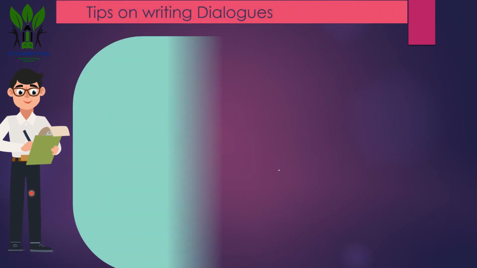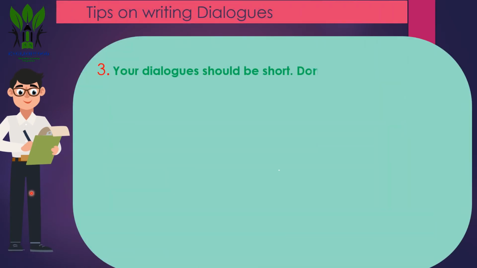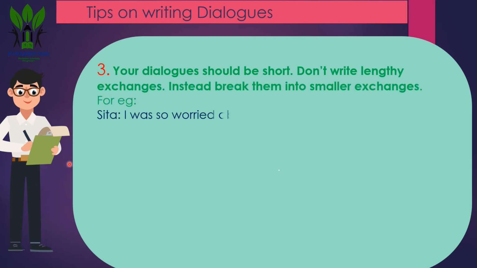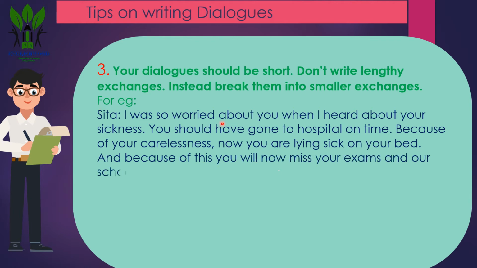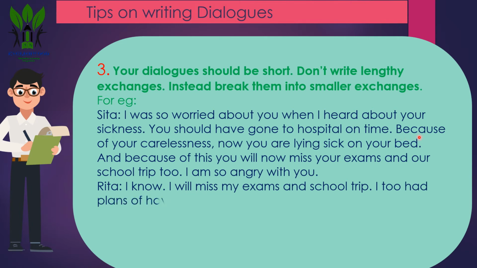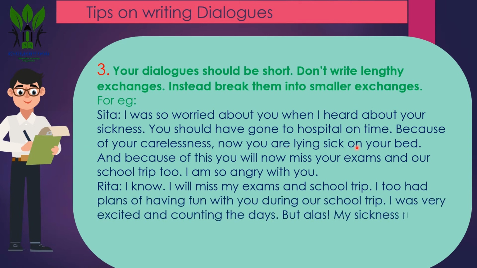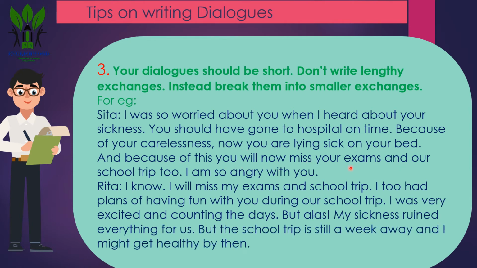Another tip on writing dialogue is your dialogue should be short. Don't write lengthy exchanges. Instead, break them into smaller exchanges. For example, Sita says, I was so worried about you when I heard about your sickness. You should have gone to hospital on time because of your carelessness. Now you are lying sick on a bed, and because of this, you will now miss your exams and our school trip too. I'm so angry with you.